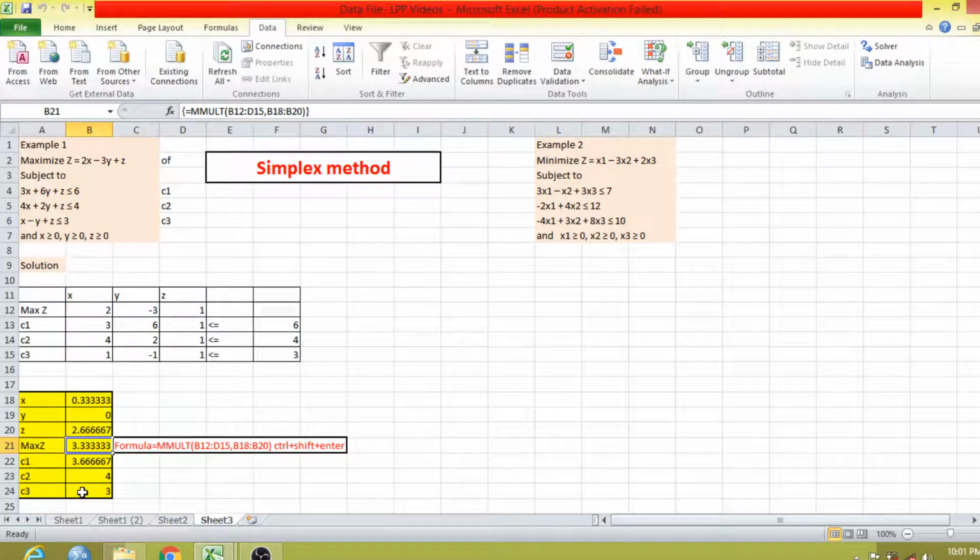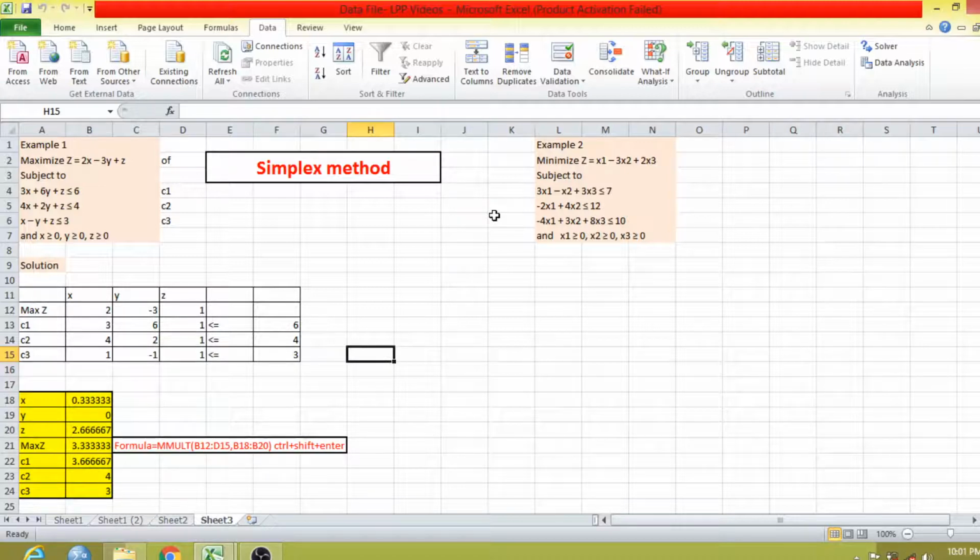And how much of the available constant has been used? So you can say that for the first constraint there was 6 availability and we are using only 3.6, so we can say that 2.6 surplus already we have. Then C2 it is 4, so okay, there is no slack and no surplus. Then C3 again we have 3 and we are using 3, so there is no slack and no surplus. Now same exercise we will do with this minimization problem.